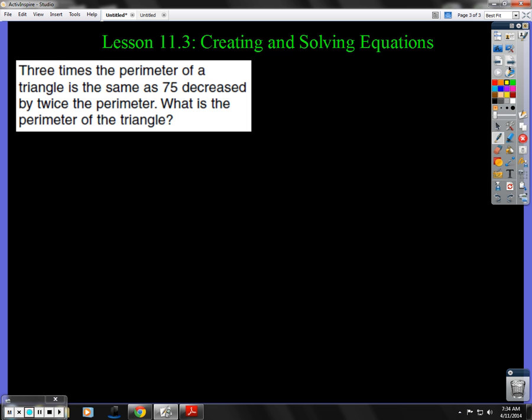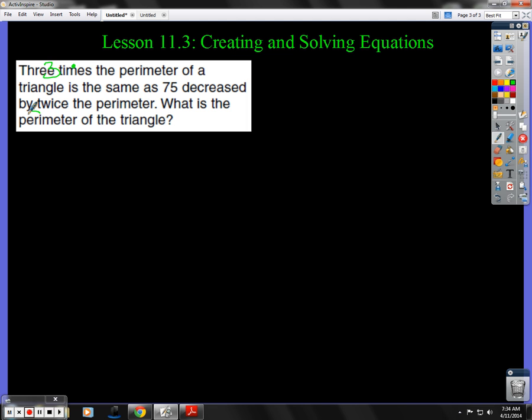If I look at one more, I have 3 times the perimeter of a triangle is the same as 75 decreased by twice the perimeter. What is the perimeter of the triangle? Here I'm not comparing 2 triangles. I'm actually looking at one. It says 3 times the perimeter. So I take 3 and multiply it by the perimeter.